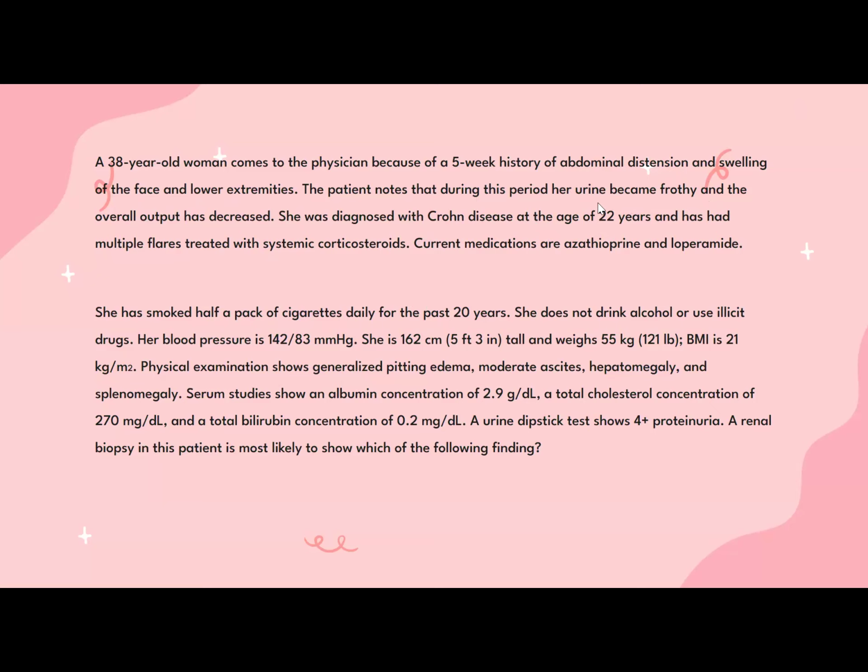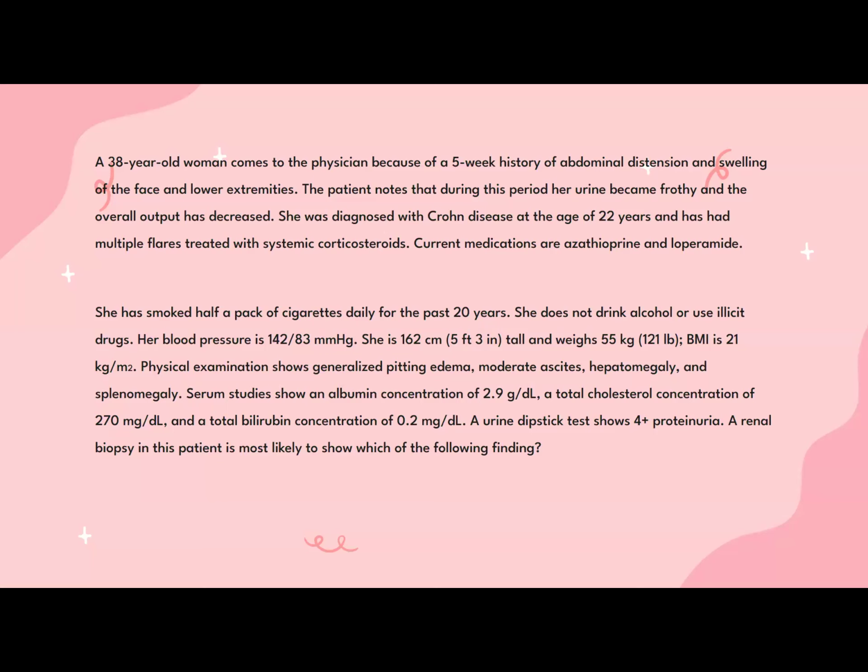She was diagnosed at 22. She's 38. She's had it for 16 years, which is a long time. She smoked half a pack of cigarettes daily for the past 20 years. So what's her pack year history? 0.5 times 20, 10. So her smoking pack year history would be 10 in this case. This is not relevant right now, but just one of the things that I think you should know about. She does not drink alcohol or use illicit drugs.